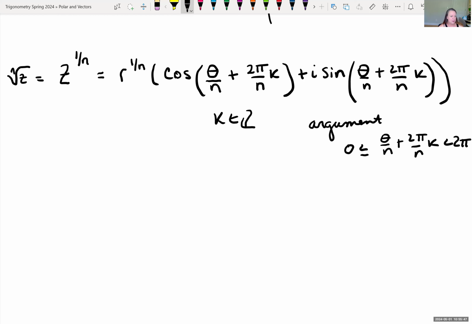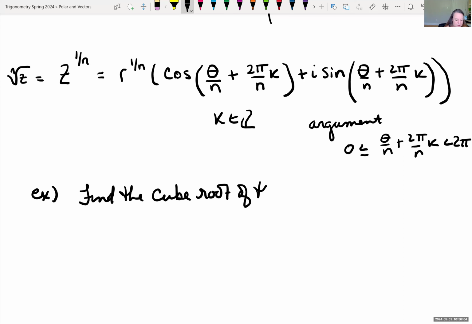So let's look at an example of this. If it said, find the cube root of the complex number, let's say -8 minus 8i.